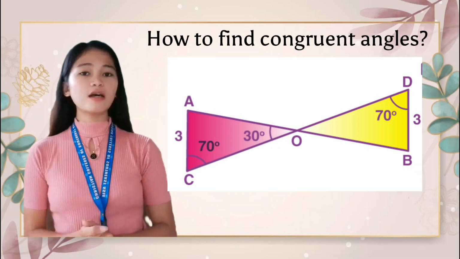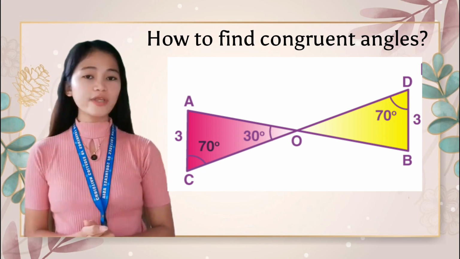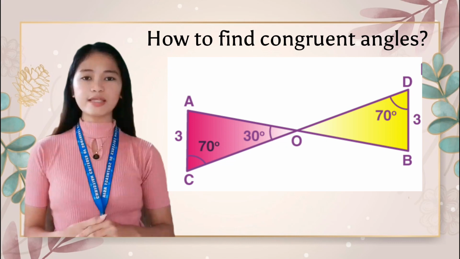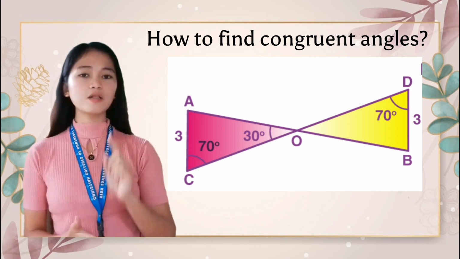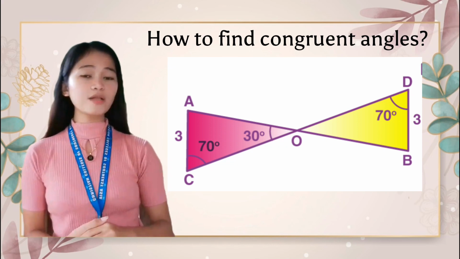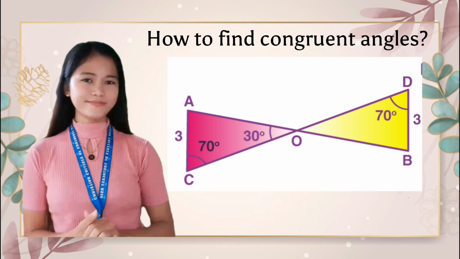How to find congruent angles? Let us consider the figure on the screen to find the congruent angles. Here, angle OCA and angle ODB have equal measures. So they are called congruent.